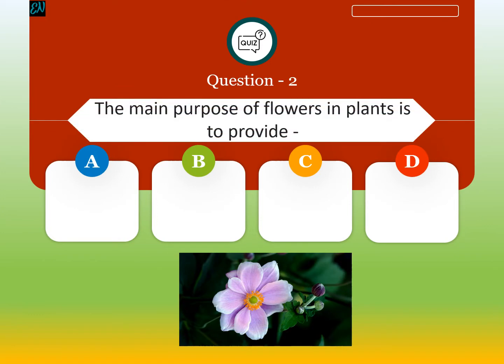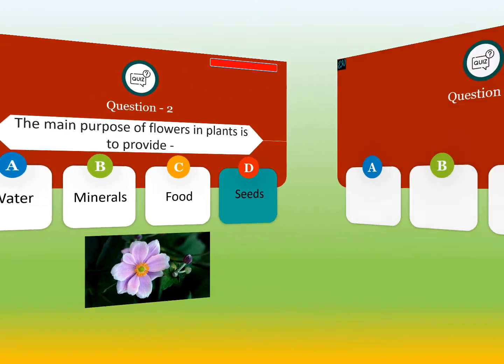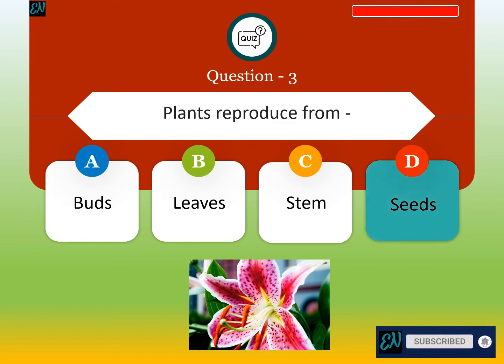Question number 2. The main purpose of flowers in plant is to provide water, minerals, food or seeds. And the correct answer is seeds. Number 3. Plants reproduce from buds, leaves, stem or seeds. And the correct answer is seeds. Plants reproduce from seeds.